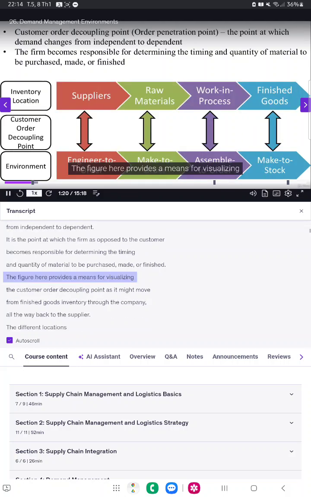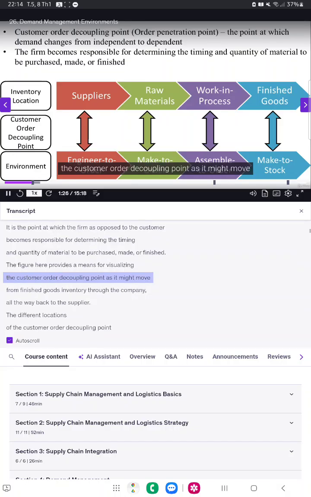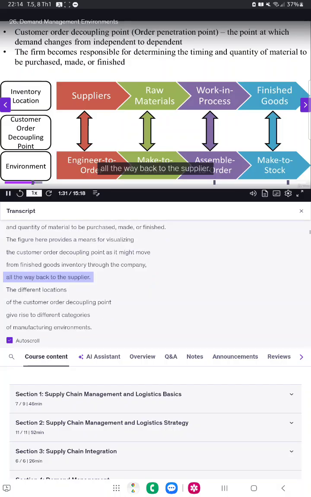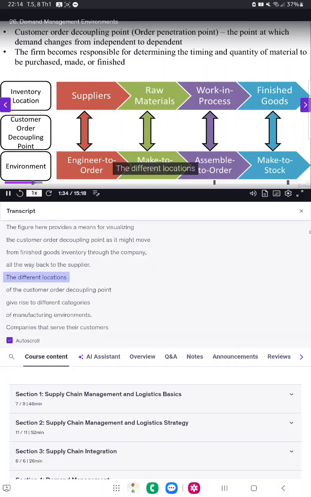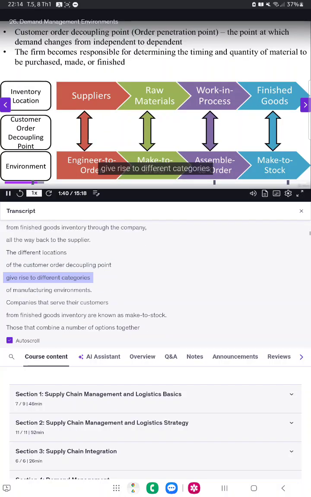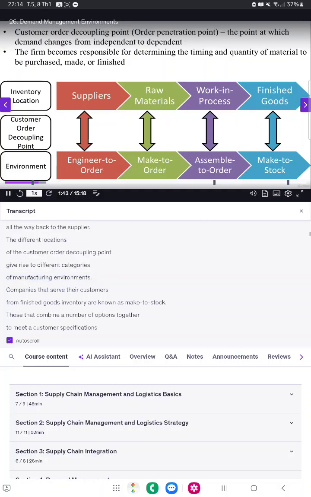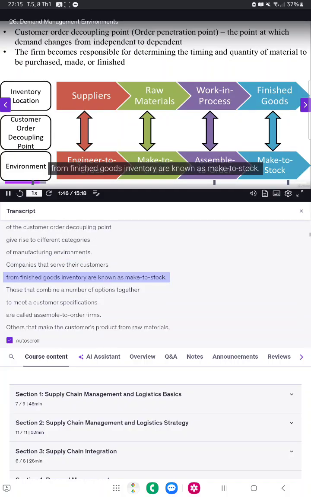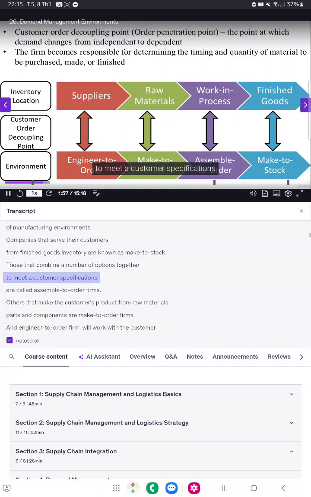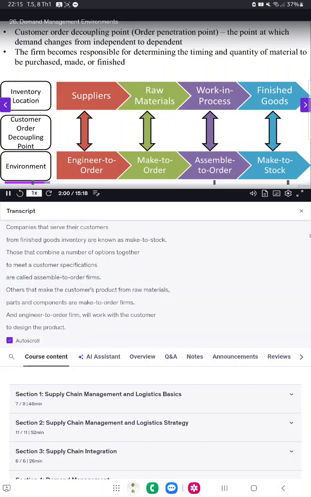The figure here provides a means for visualizing the customer order decoupling point as it might move from finished goods inventory through the company all the way back to the supplier. The different locations of the customer order decoupling point give rise to different categories of manufacturing environments. Companies that serve their customers from finished goods inventory are known as make-to-stock. Those that combine a number of options together to meet a customer's specifications are called assemble-to-order firms.